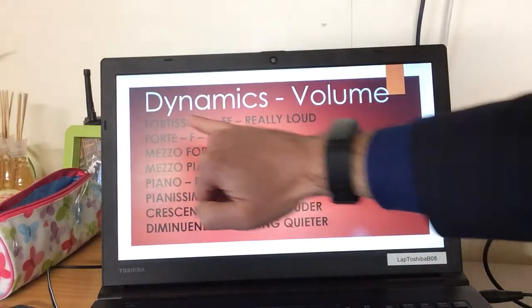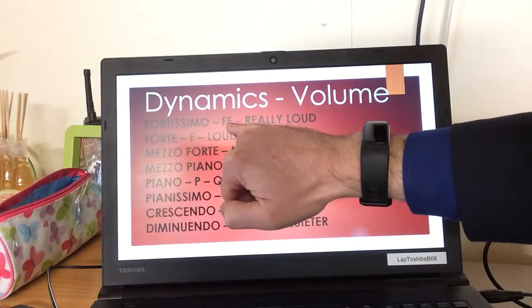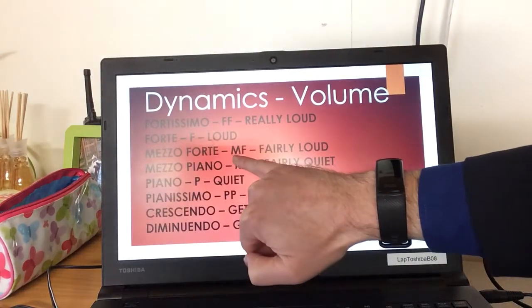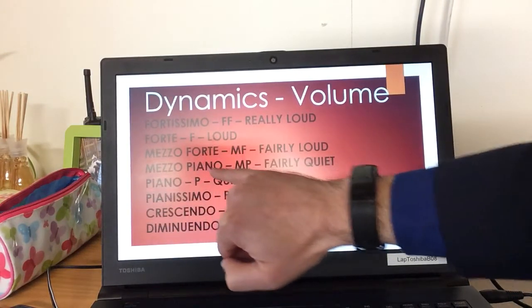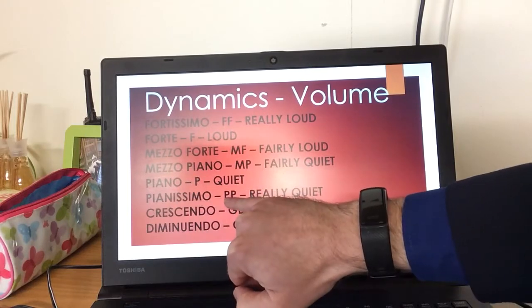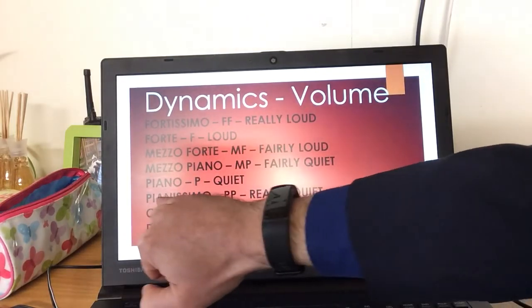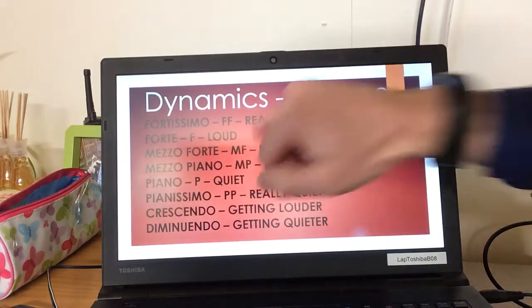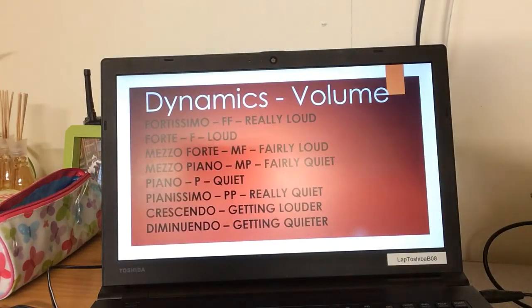And these symbols here, so fortissimo in music would be FF. And forte is F. Mezzo forte, you'd write MF, MP, P, and double P. It saves the composer having to write this long word when all they have to do is write PP under the music. Okay? So the next element is dynamics. So I'll be asking you what volume you thought most of the piece was.